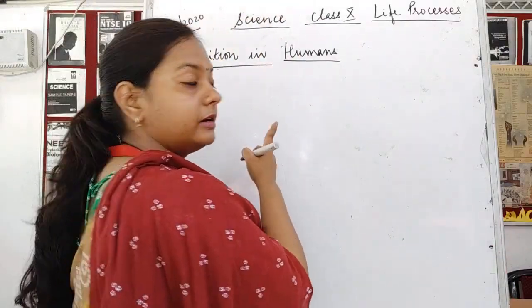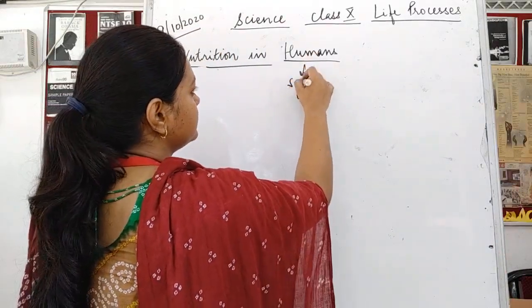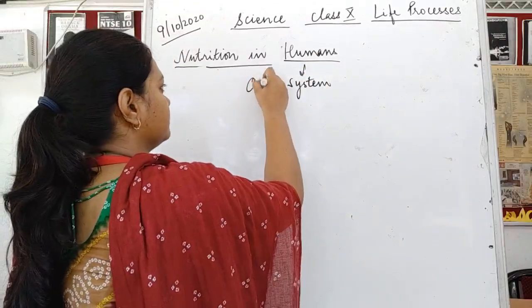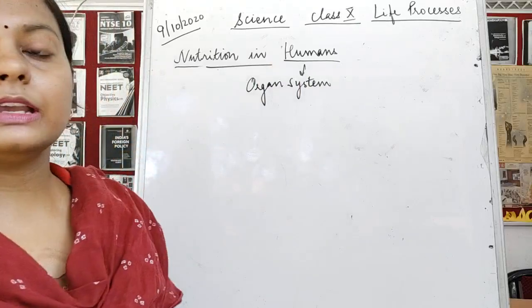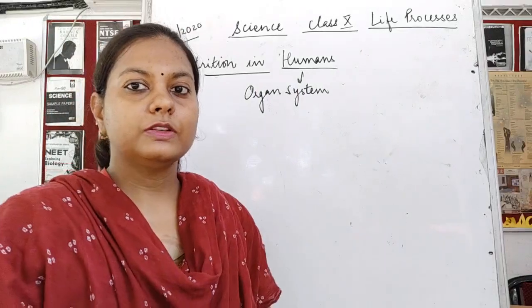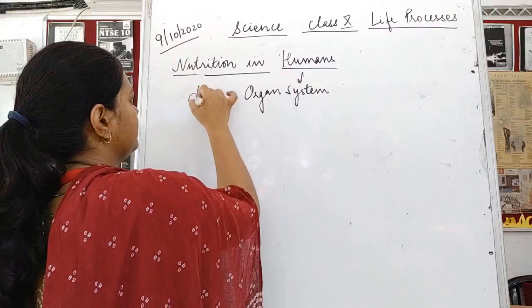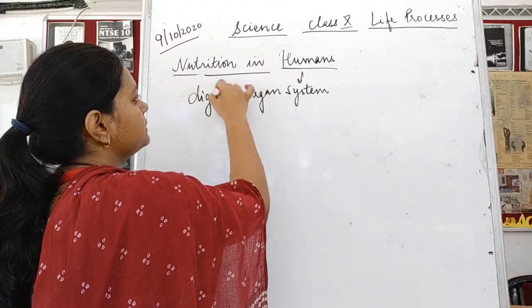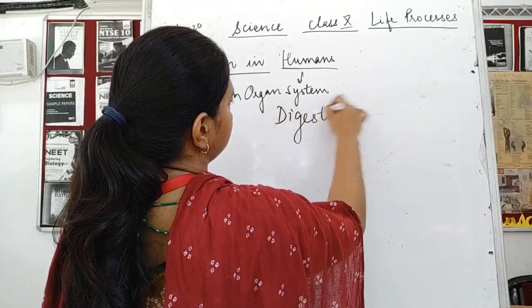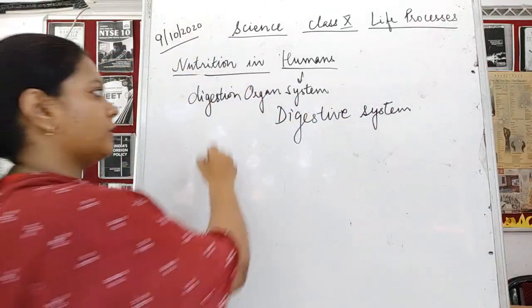Now you know that if we are talking about organs, it means that it will also consist of a certain system. It consists of an organ system. Now this organ system is going to perform a special function. For digestion or for nutrition, there is one organ system which is said to be the digestive system, which is responsible for only the process of nutrition.